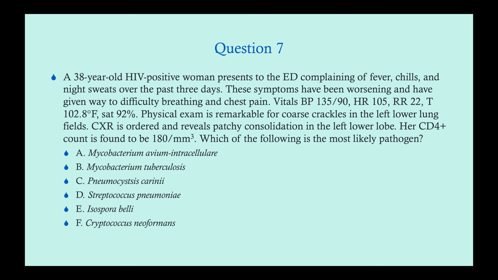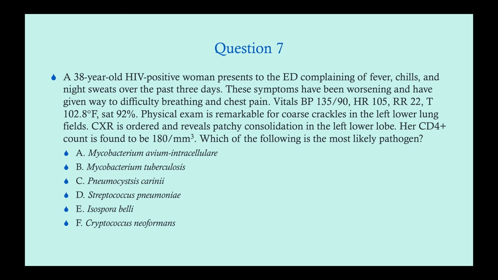Okay, question 7. We have a 38-year-old HIV positive woman presenting to the ED complaining of fever, chills, and night sweats over the last 3 days. These symptoms have been worsening and have given way to difficulty breathing and chest pain. Vitals: blood pressure 135 over 90, heart rate 105, respirations 22, temperature 102.8, saturation 92%.